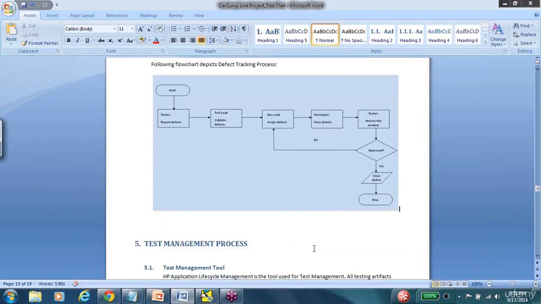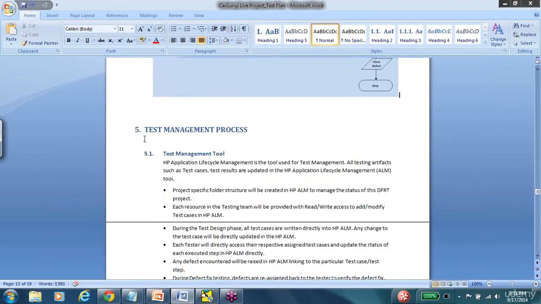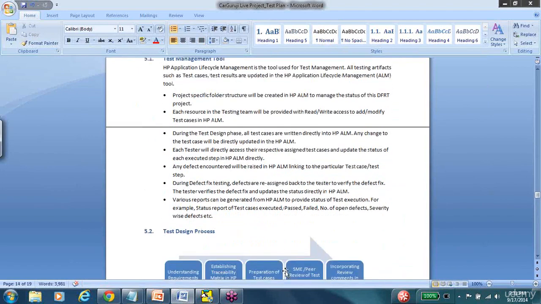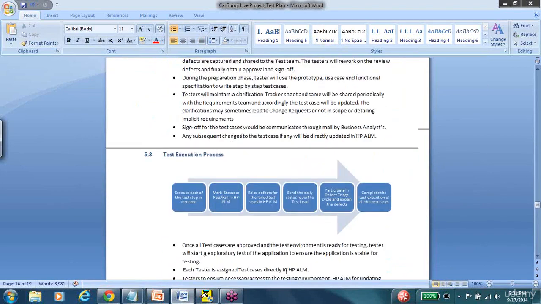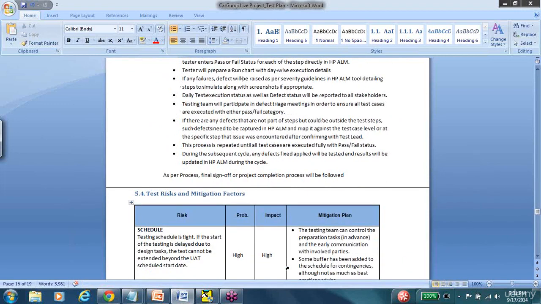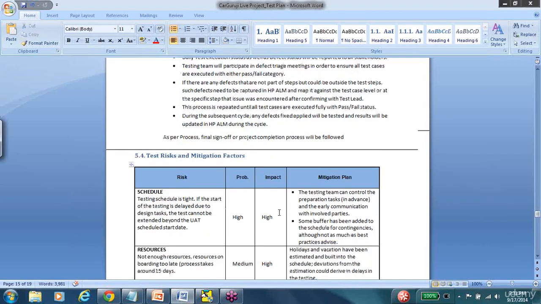Okay, so that is the defect tracking and reporting process. And then the test management process is how you will use the tool. Again, if you want to take a look at Quality Center, when we finish working on Quality Center and you come back and take a look at this, that time it will make more sense. So I'll definitely recommend going back to your test plan document once we are done with that.